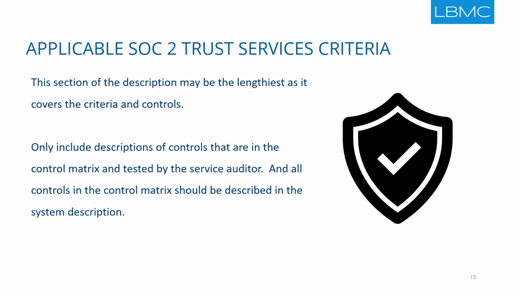Now please be aware that the system description should not contain a description of a control that is not defined in the control matrix and tested by the service auditor. If it looks and smells like a control in the system description, there should be a control for it. And if there is a control in the control matrix, it should be described in the system description.